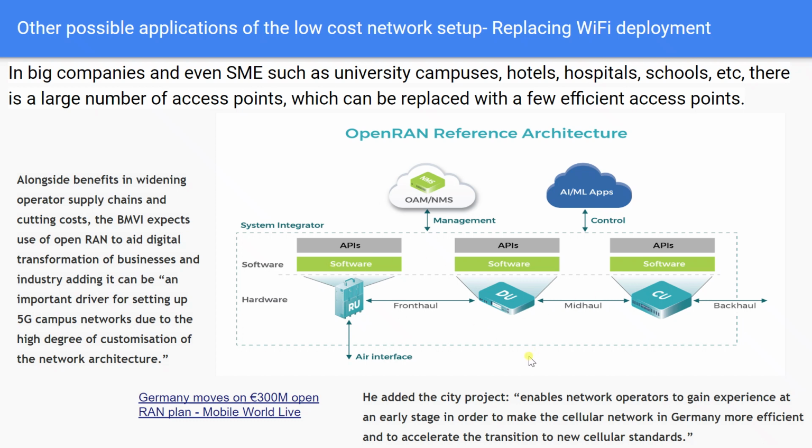And as we can see, there is a huge interest in Open RAN all over the world. And Germany just recently announced funding of around 300 million for supporting the Open RAN activities. So countries all over the world are very much interested in finding new ways to build much more efficient and robust and resilient networks while reducing the cost significantly.